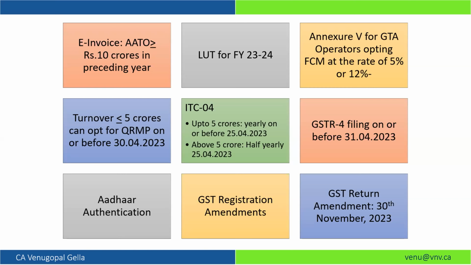And if your turnover is less than 5 crore, you have an option to opt for the QRMP scheme. ITC-04, as we already discussed: up to 5 crore, you have to file yearly, and above 5 crore, half yearly. So if any of you are principal manufacturers who are required to file it, get the data ready and file it. As of now, there is no late fee prescribed, so any pending period also you can file. GSTR-4, the annual return for composition, the date is 30th April, so you need to file for it.